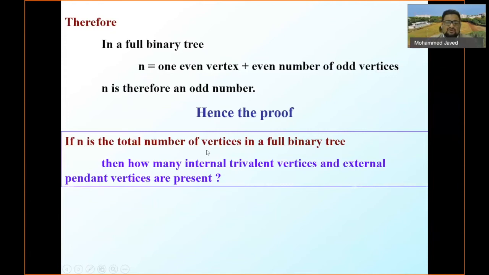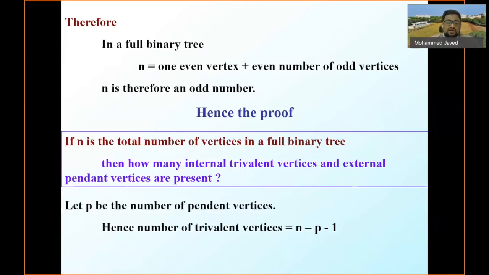If n is the total number of vertices in a full binary tree, then how many internal trivalent vertices and external pendant vertices are present? Let the number of pendant vertices be p. Hence the number of trivalent, internal vertices is equal to n minus p minus 1. This 1 is the root, whereas p is the number of pendant vertices.